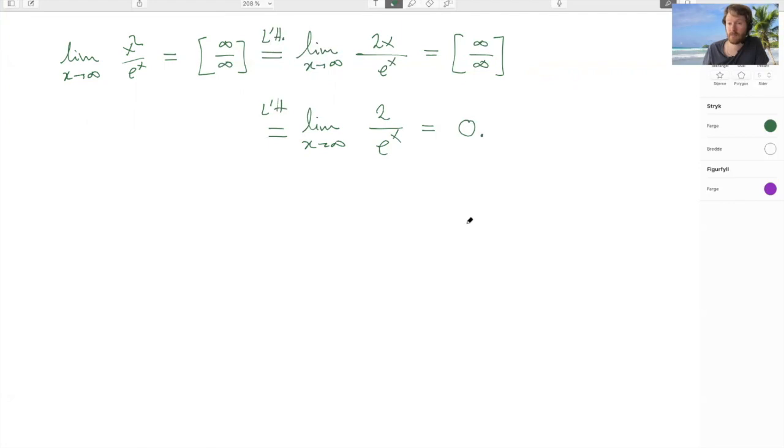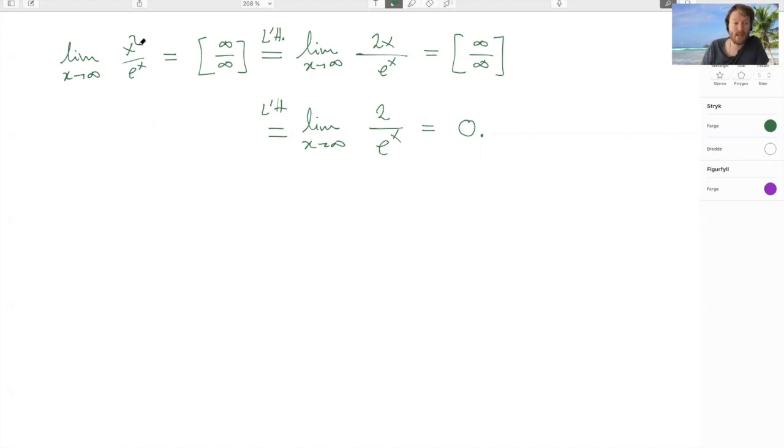We are done. Now, of course, if I have my table of growth, I know my e to the x is stronger than my x squareds and my x to the third and whatever. But if I forget my table of growth, then L'Hopital is an excellent way of checking this or recalling this, or even if you want, proving this.